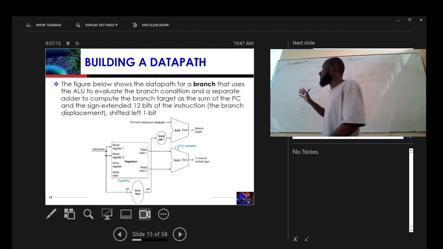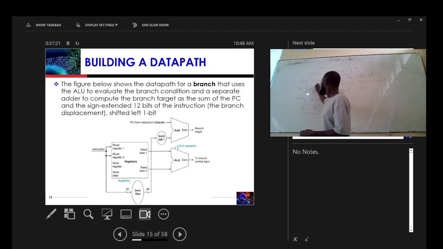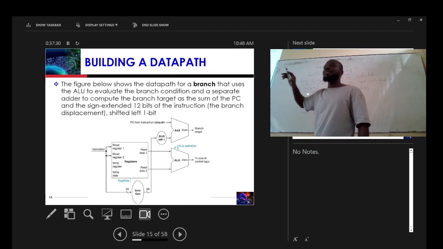So this is how the branching works. And then I said that for the branch, we are going to use the ALU to do the calculation. The branching just looks like this: BEQ X1, X2, then probably some constant.